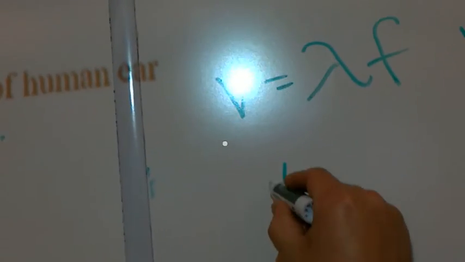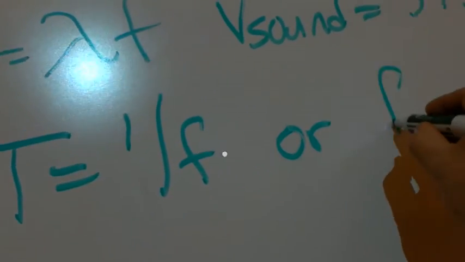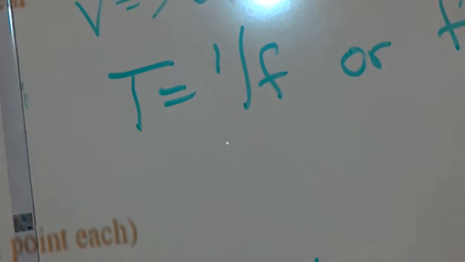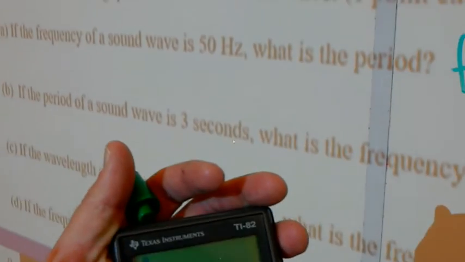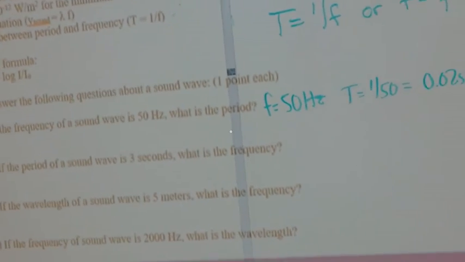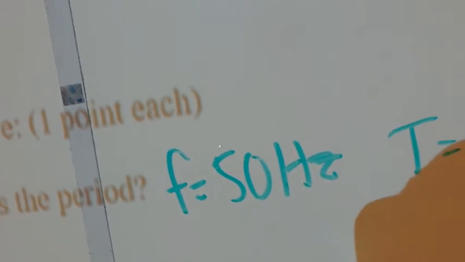You'll also use period is the inverse of frequency, which is also the same thing as saying that frequency is 1 over the period. So in the following questions, if the frequency of a sound wave is 50 hertz, so F equals 50 hertz, what is the period? So we would use this one. We would do T equals 1 over 50, and that would be 0.02 seconds for that.